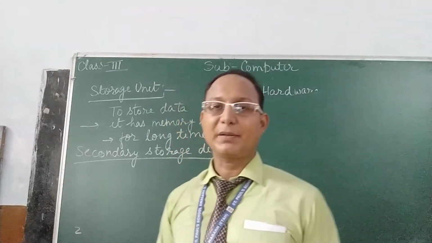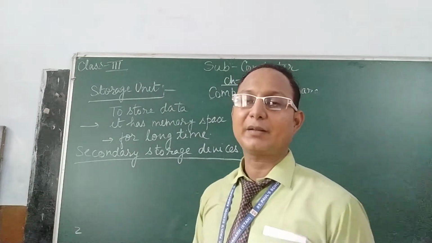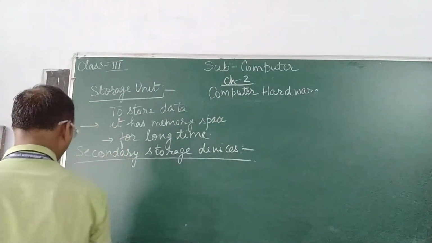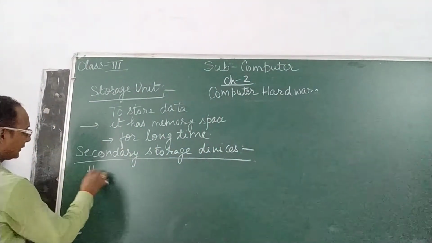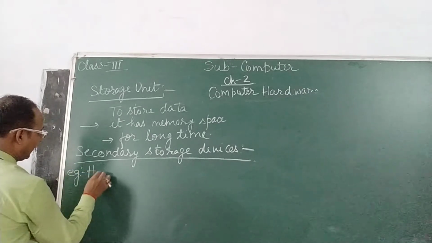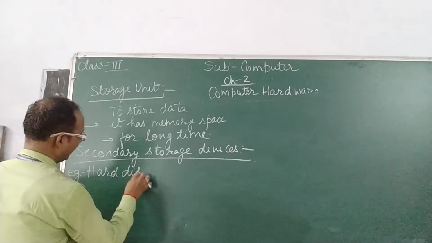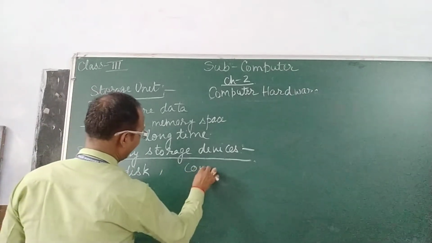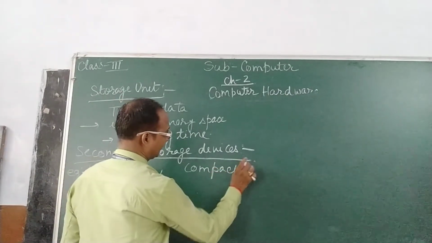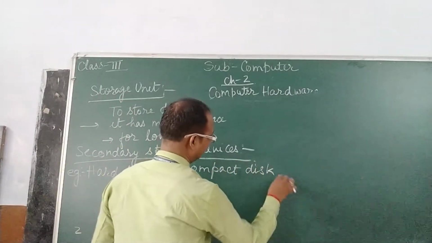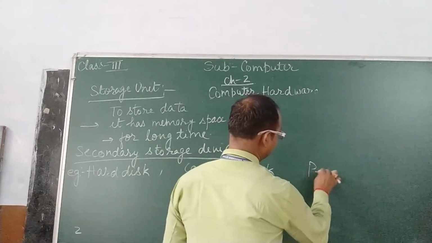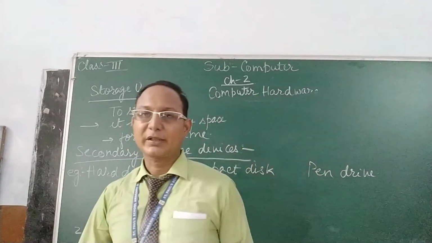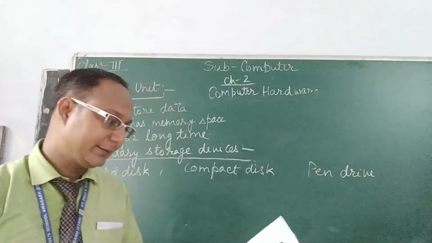There are some examples given, and let us read what the examples are, what they perform, and how they work. First is hard disk. Second is compact disk, and last is pen drive. Okay students, so let us read it.